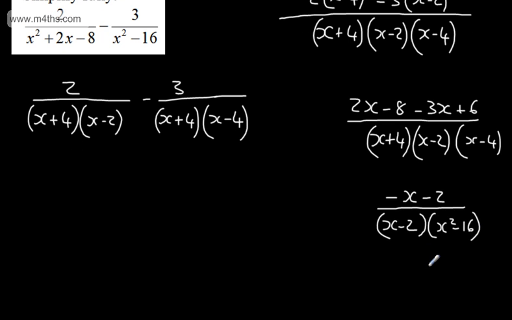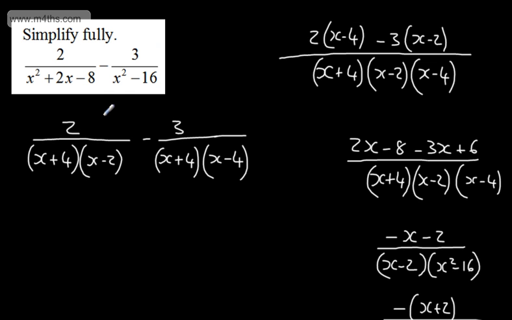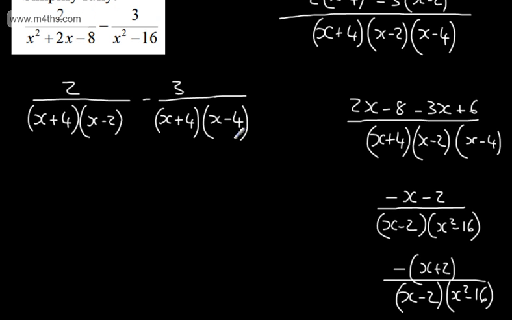If you want, you could tidy this up. We can't cancel off, but we could write this as minus x plus 2 over x minus 2 multiplied by x squared minus 16. Again, if you want to check, letting x be equal to 1 and see that this holds, you will see that that is going to be the case.